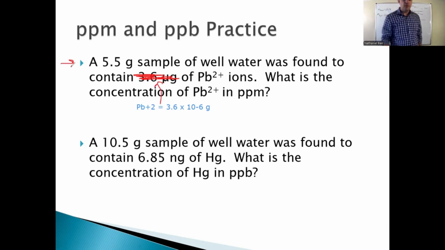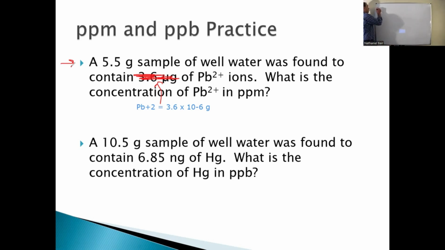So let's try this top one together. We have a 5.5 gram sample of well water. It's found to contain 3.6 times 10 to the negative 6 grams of lead ions. What is the concentration of the lead ions in parts per million? You can see that's a very small amount of solute. So we're going to represent it in parts per million instead of percent mass, because if we did a percent mass, it would be like 0.0000, right? And this is hopefully going to give us a nicer looking number. So let me copy this information down here, and then we'll try this one.